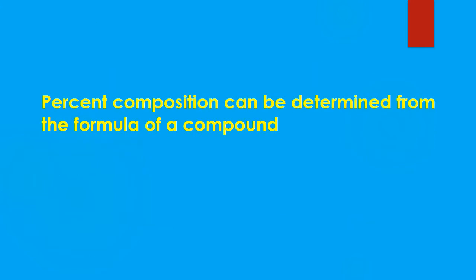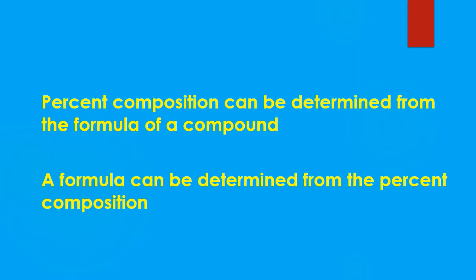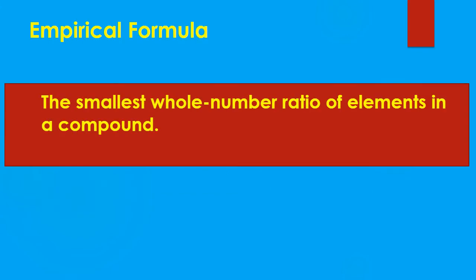So we've used the formula for compound to calculate percent composition. In this lesson, we're going to see how we can use the percent composition to determine the formula of a compound. So what is the empirical formula? The empirical formula is the smallest whole number ratio of the elements in a compound.